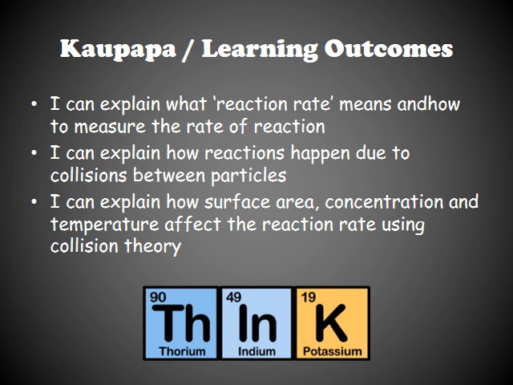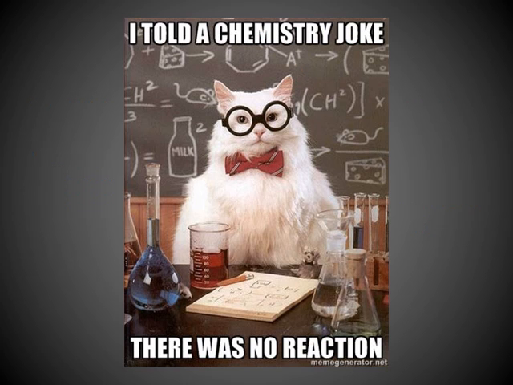So the next section of work, we'll be looking at rates of reaction, how fast or slow reactions go. By the end of the lesson, you should be able to explain what a reaction rate is and how to measure the rate of a reaction. You also have to be able to explain how reactions happen due to collisions between particles, and explain how surface area, concentration, and temperature affect the reaction rate using collision theory.